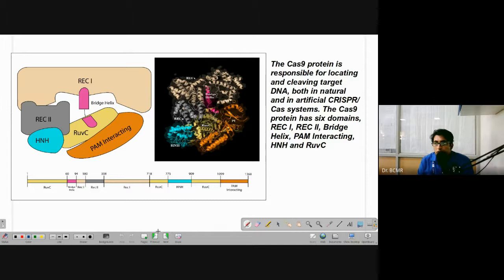Okay, so the Cas9 protein, the one that is cleaving, has multiple domains. The 6 domains: Rec1, Rec2, bridge helix, PAM interacting, and HNH and RuvC. So this is the region which is important for binding to the PAM sequence.